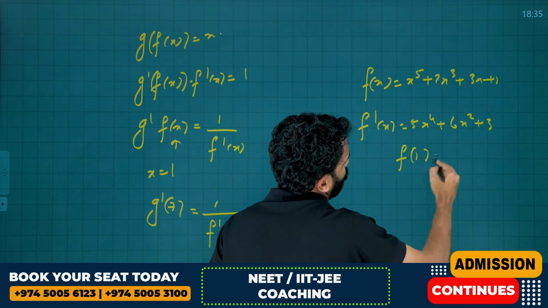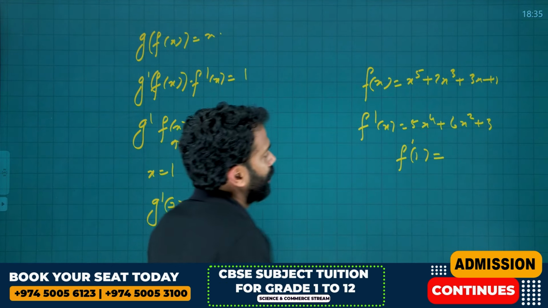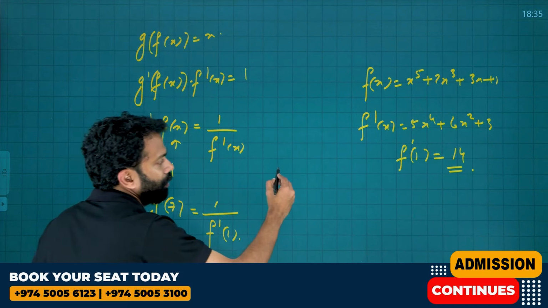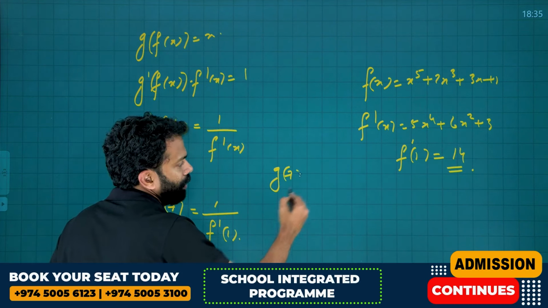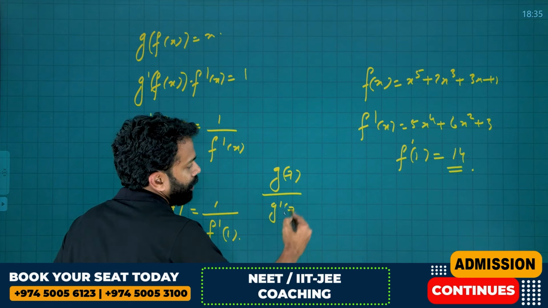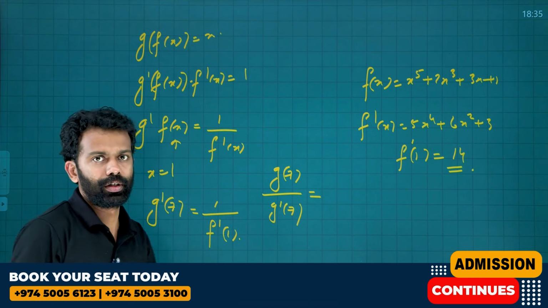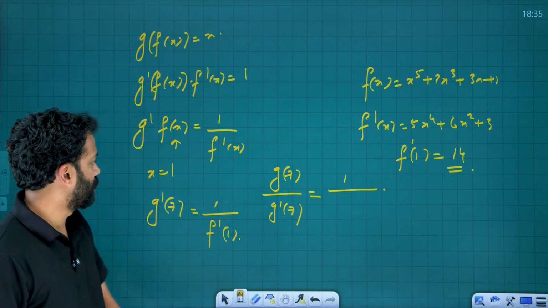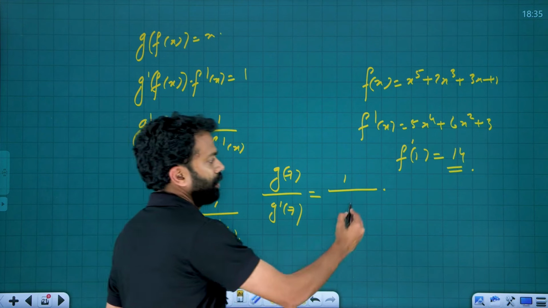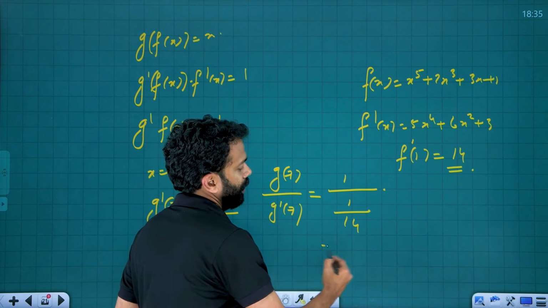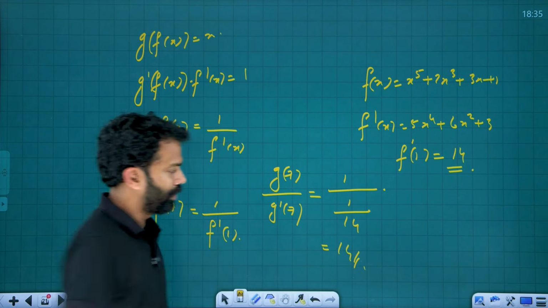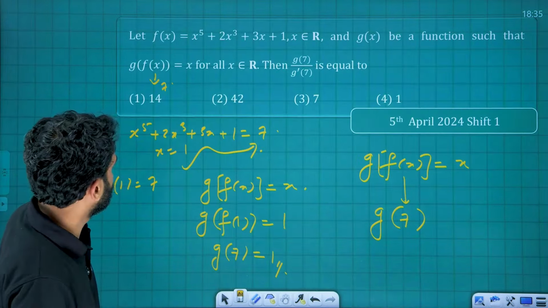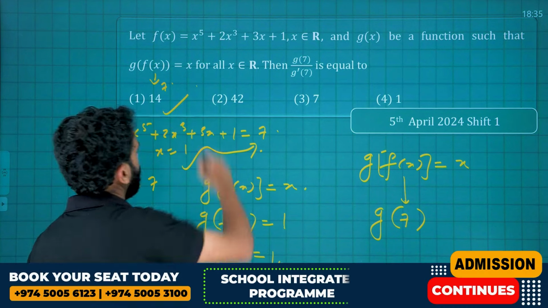And f dash of 1 is equal to 14, right? Okay. So, we need to find g of 7 by g dash of 7, right? What is g of 7? That is 1. 1 by, what is g dash of 7? 1 by f dash of 1, that is 1 by 14, that is what? 14. So, 14 is the final answer for this one. A very easy question and doable also. That is 14. This one is the correct answer.